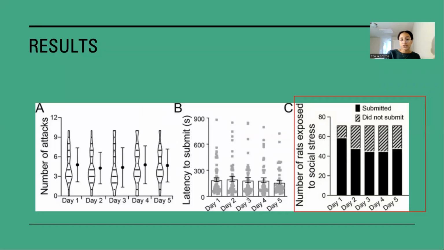So now I'm going to talk about the results and what they concluded from these results. So there's a series of graphs here, and I wanted to just highlight the graphs that have significant results. So I put a red box around graph C. And like I said, this experiment was conducted over the longevity of 5 days. And here they calculated how many rats submitted and how many didn't submit. And there's a huge difference in how many rats submitted versus how many didn't. And so, for example, on day 1, about 58 Long Evans rats submitted.